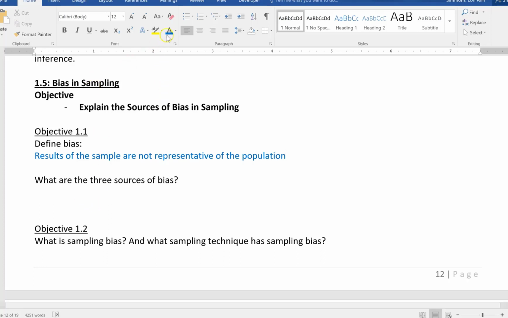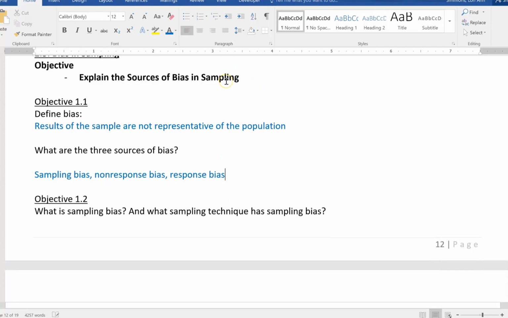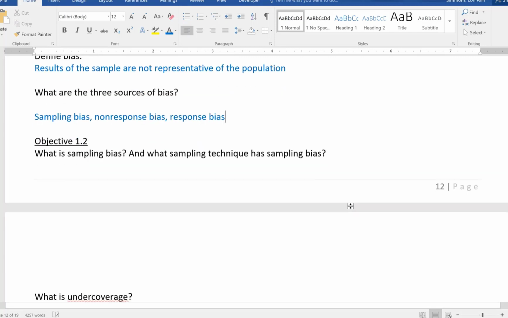There are three sources of bias. That is sampling bias, non-response bias, and response bias. So first, let's start with sampling bias. What is it, and what sampling techniques have sampling bias?